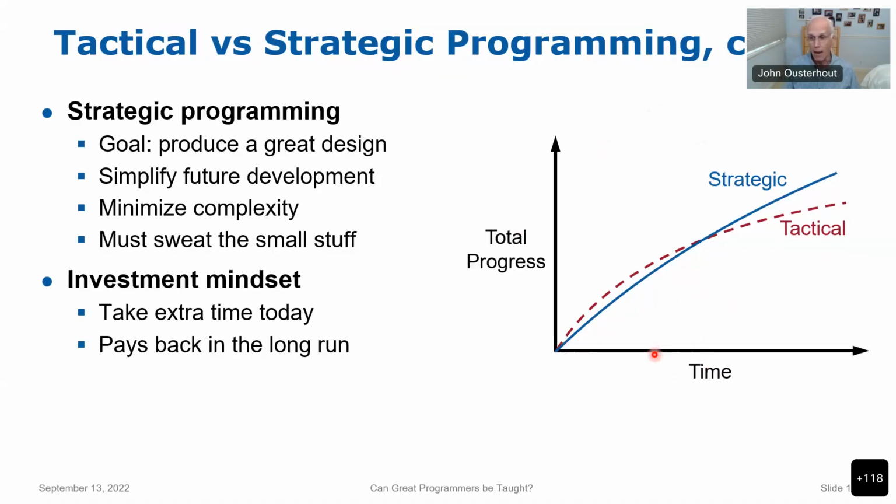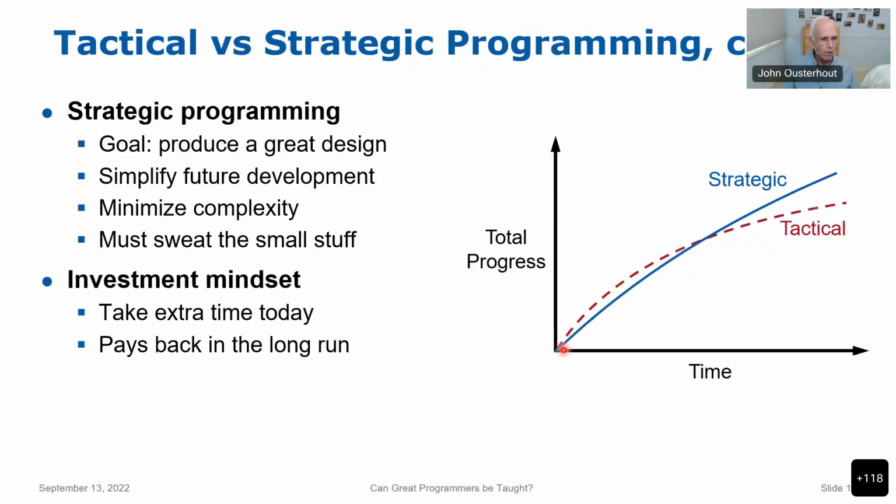So this is a totally fake graph in that I have no data for this, unfortunately. In fact, I know of no way to even gather this data, but this is my personal belief about what happens. So if you take the tactical approach, the red line, you develop faster at the beginning, but the problem is as cruft accumulates, you develop more and more and more slowly over time.